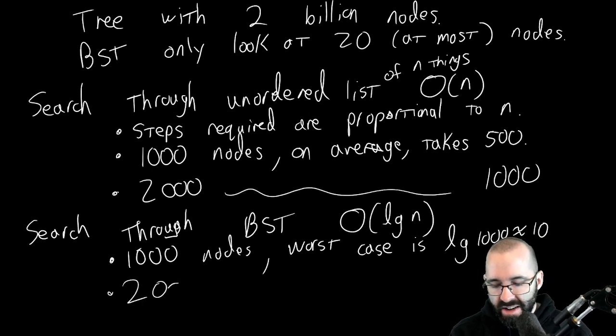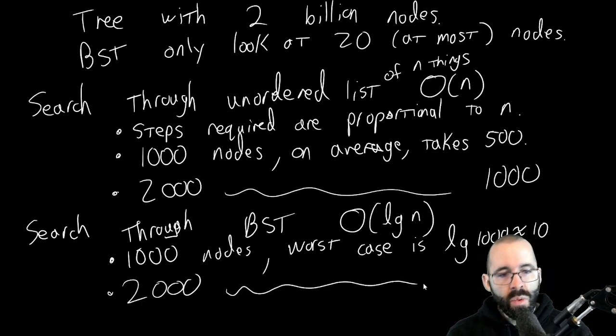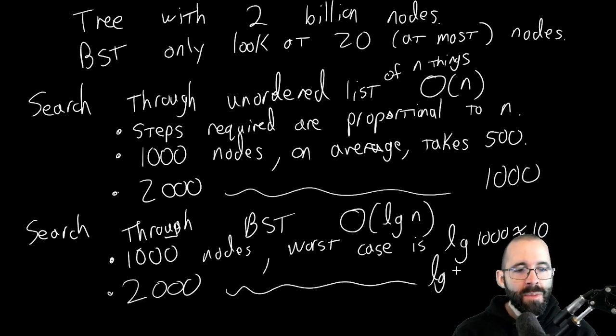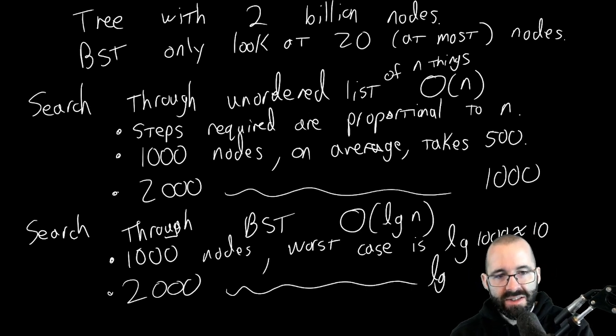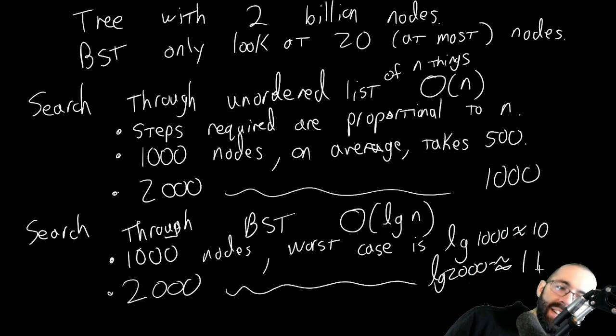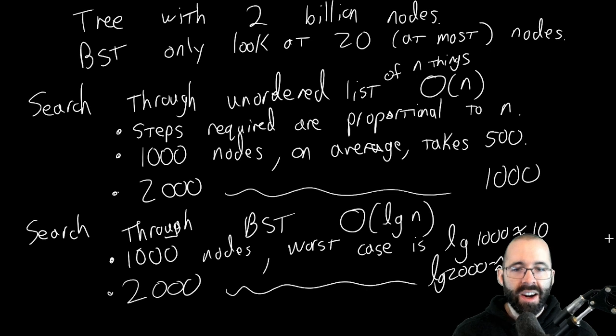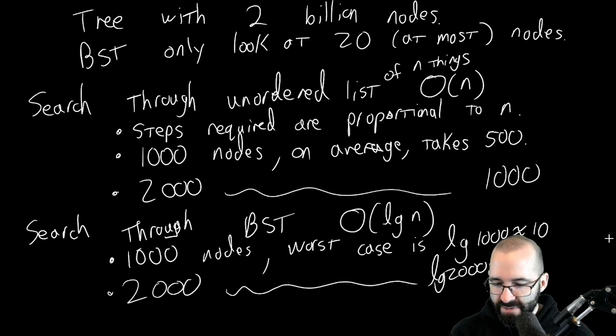If we double that, we don't double the number of steps. How many more steps if we double it? Remember what you know about logs. This is going to be 2,000. That just adds one more. Log of 2,000 is just about 11. So it doesn't double the number of steps required. Really, really nice.